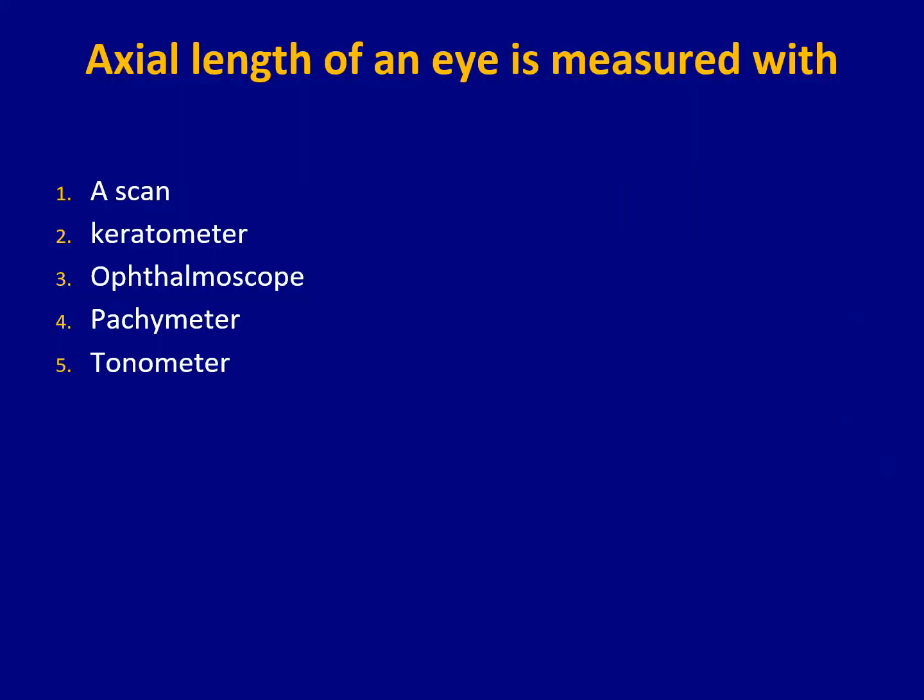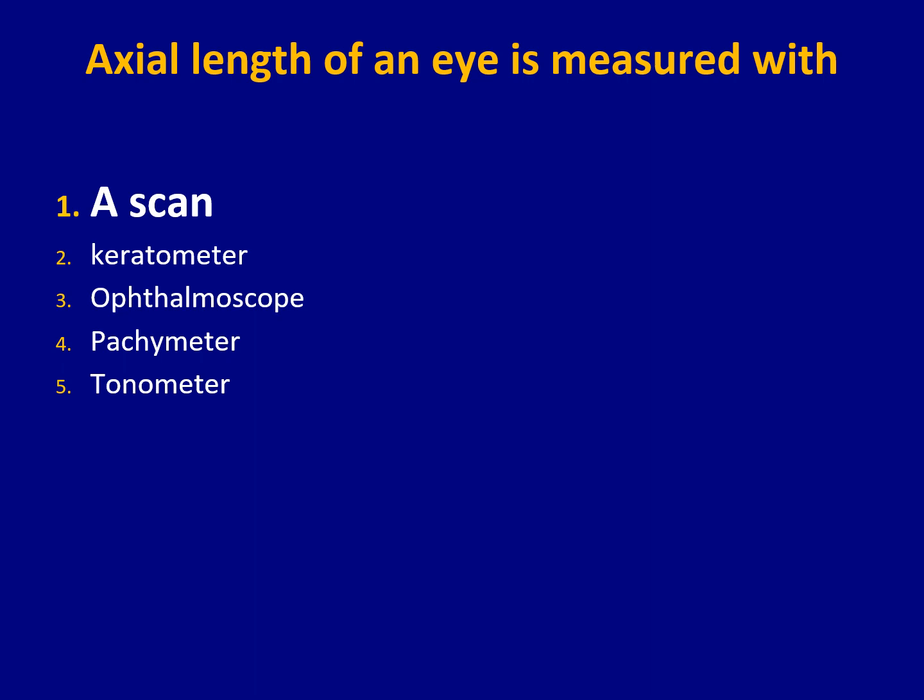Next MCQ. The axial length of the eye is measured with A scan, keratometer, ophthalmoscope, pachymeter, tonometer. We did discuss the tonometer in the previous slides. Pachymeter is for checking the thickness of the cornea. Ophthalmoscope is for seeing the fundus or the retina. Keratometer is for the curvature of the cornea. So A scan would be the answer as we discussed in the previous slide. Let's see. A scan is the answer.